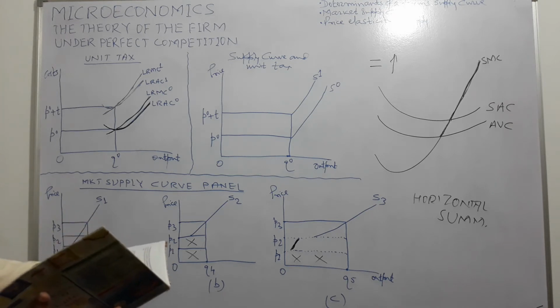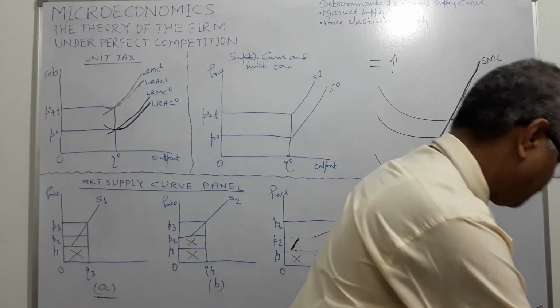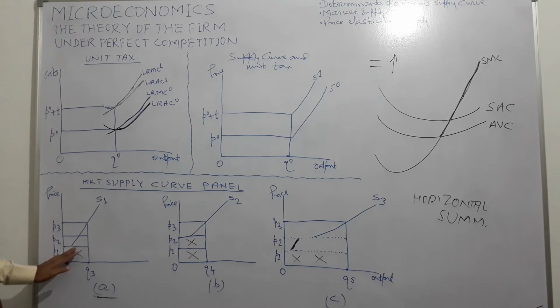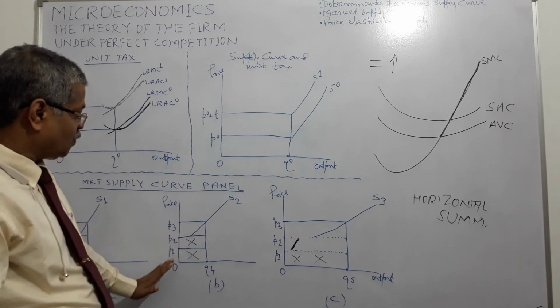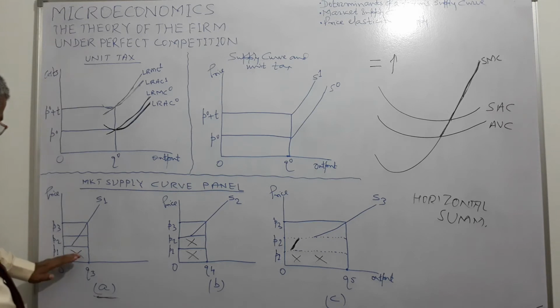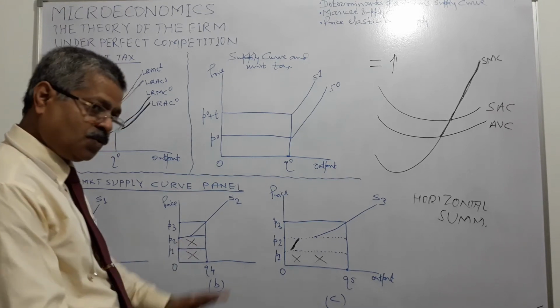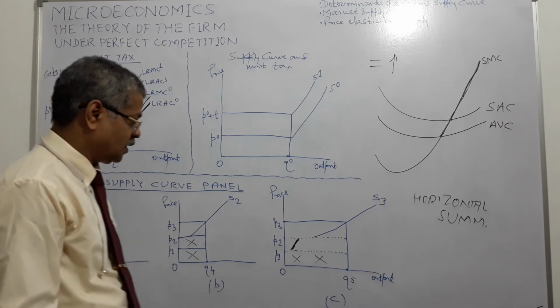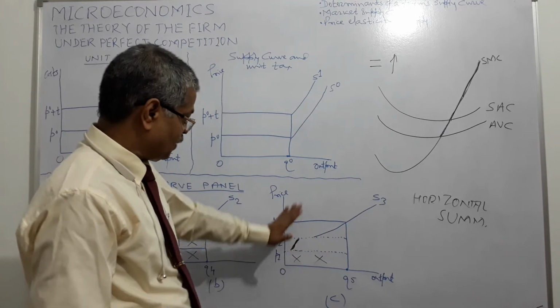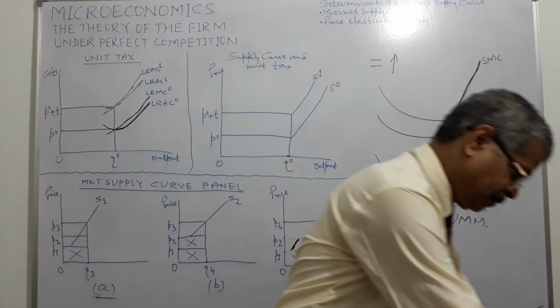Then after that, here you should not be confused. At P1 and more, unit 1 will keep on supplying. At P2 and more, unit 2 will keep on supplying. Below P1, unit 1 will not supply. Below P2, unit 2 will not supply. And here we aggregate the horizontal summations of these two and get the market supply.